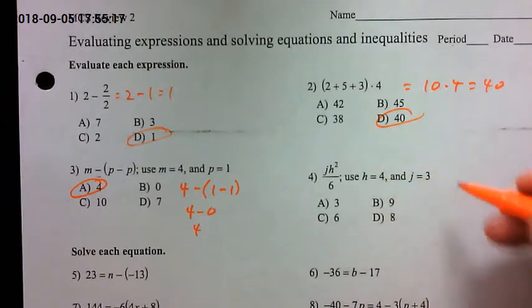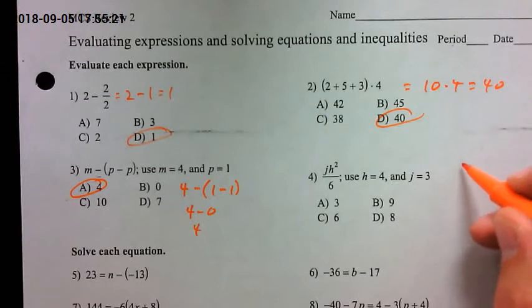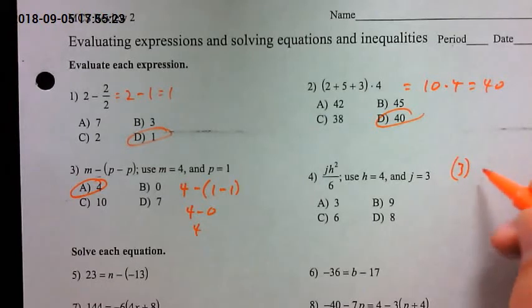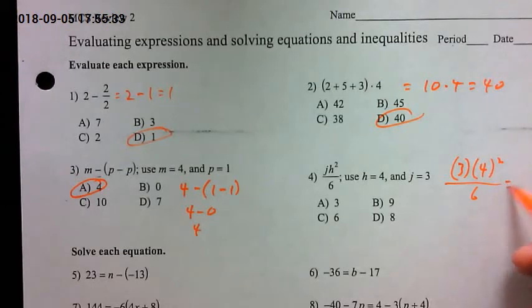Number 4, you have H is going to be 4. J is going to be 3. So plugging those two parts in. J is 3 times 4 squared over 6. 4 squared is what we have to do first, because again, exponents come before anything else in this problem.